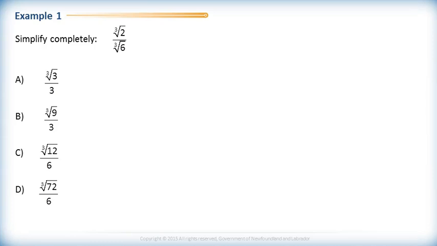Example 1, we have simplify completely cube root of 2 over the cube root of 6. Both the numerator and the denominator are monomials. The index is the same, it's a 3 in both. Now we'll check to see if we can divide the radicands. Well, it looks like I can divide 2 into both 2 and 6. 2 goes into 2 once and into 6 3 times. So we have here the cube root of 1 over the cube root of 3.